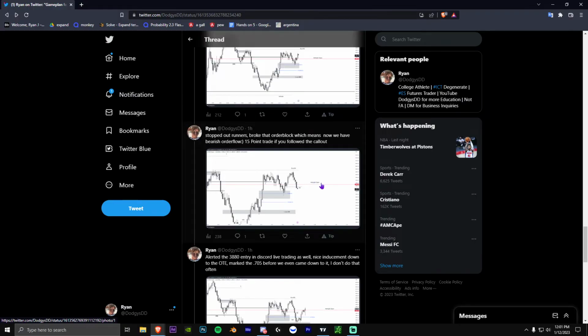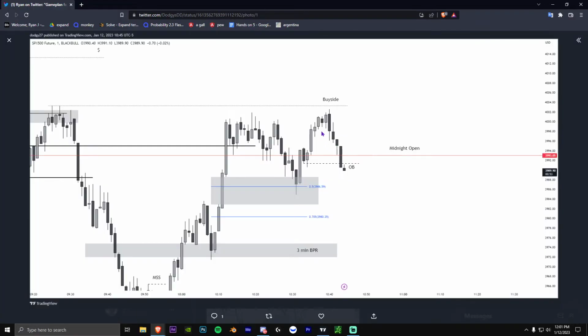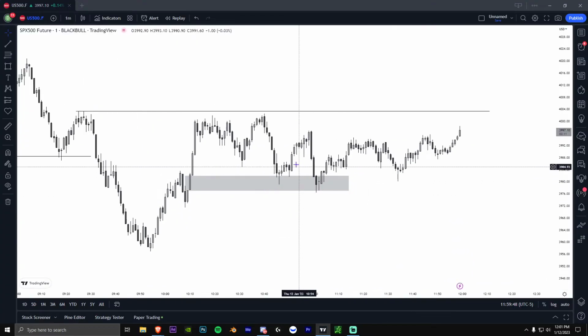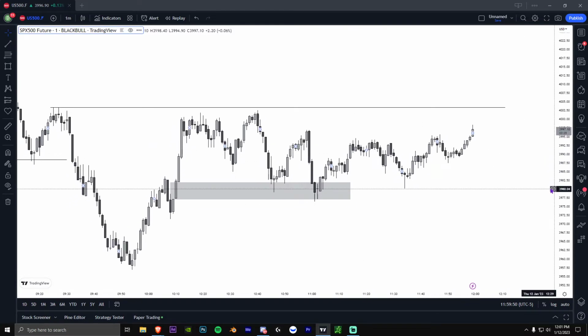But you can see why I got out. And I said stop out runners. Look, as soon as you go under this bearish order block, this is your bearish order flow now. So you can see we fall under this order block right here. And that's when you look for a short.